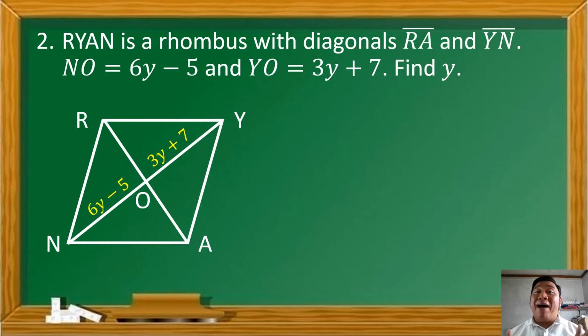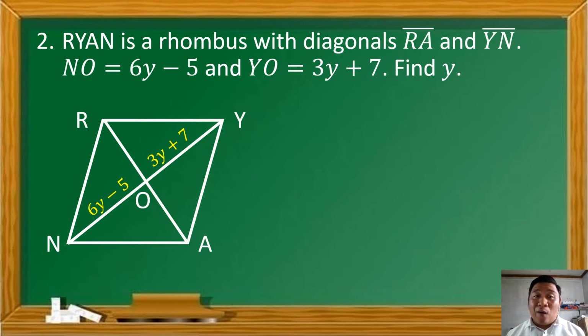So tandaan na, bisect each other. Ano bang ibig sabihin ng bisect? Pag sinabing bisect, they divide each other into two congruent parts. Kinahati nila yung isa't isa into two congruent parts. Alright? So, ibig sabihin, yung mga segment na nabuo dyan sa bawat diagonals natin ay congruent sa isa't isa.